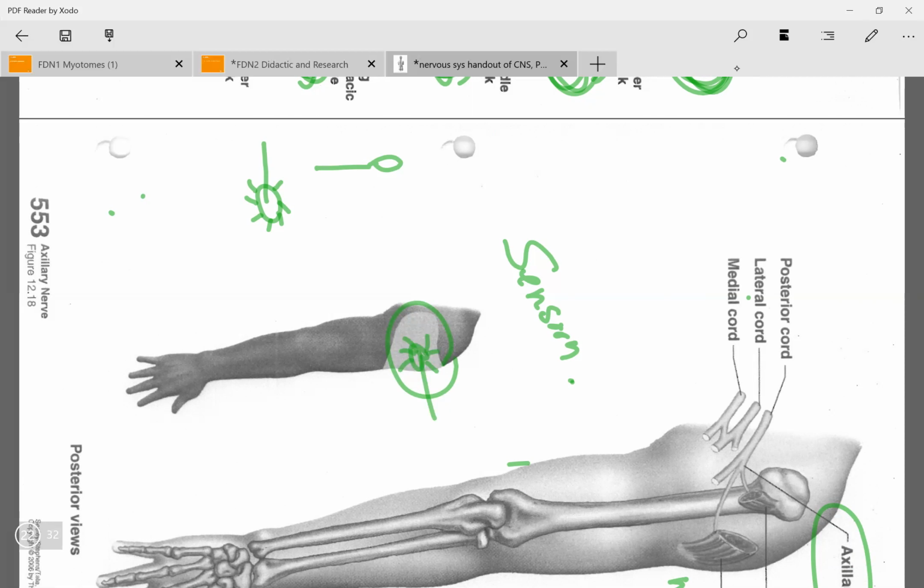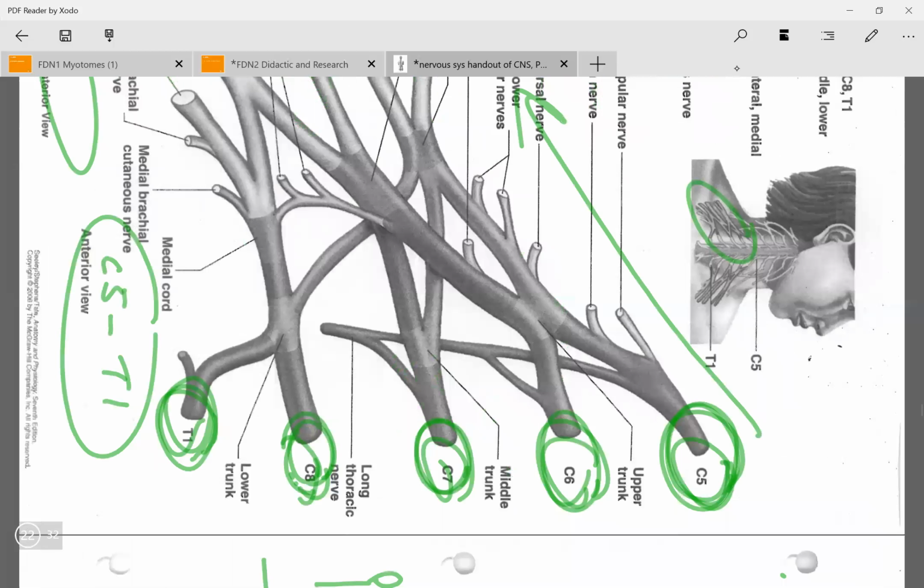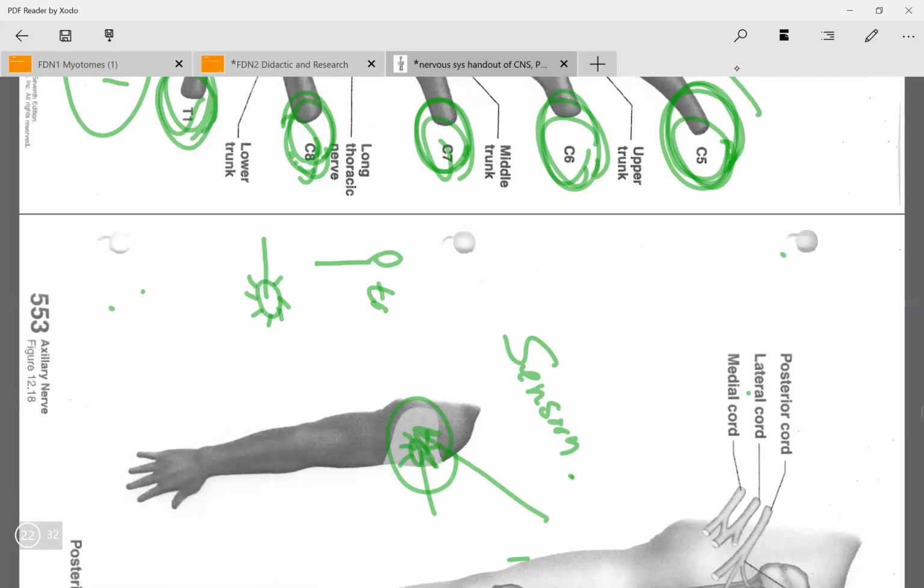Because remember, they came in: my shoulder right here feels funny. Okay. And now you're going to do different tests to figure out what the heck is going on. All right. So Q-tip elicits tactile. The pinwheel, pain and temperature fibers.